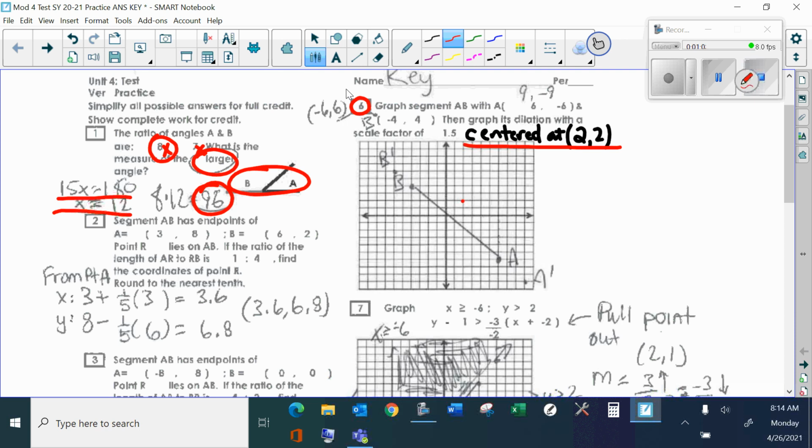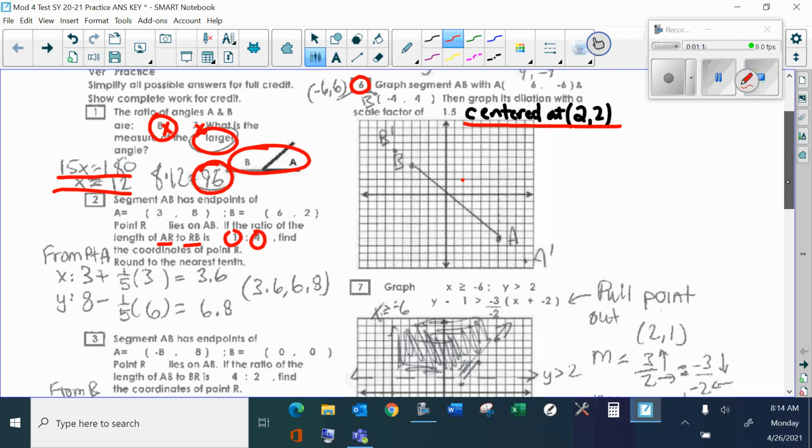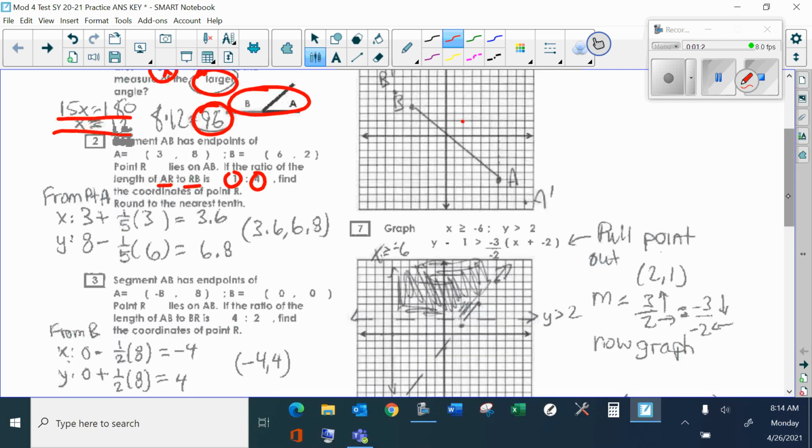Number 2, segment AB has endpoints right there. They give you the endpoints A and B, and they want you to find R that lies somewhere on it. It tells me that the number of parts from A to R is 1, and the number of parts from B to R is 4. So there's a total of 5 parts. I'm choosing to go from point A, so I write down the coordinates of point A, (3, 8). I imagine where B is, (6, 2).